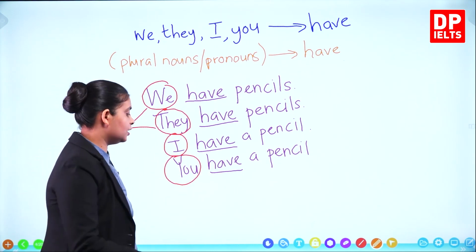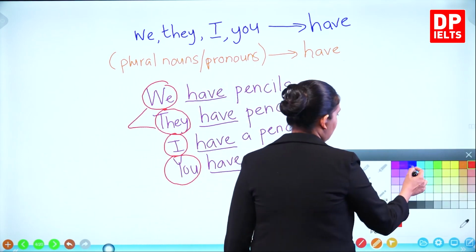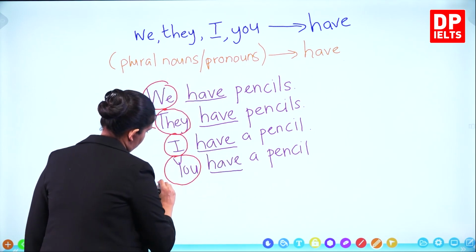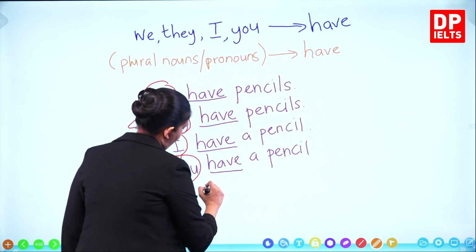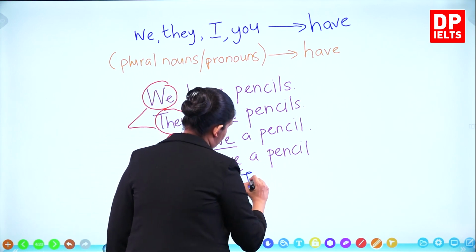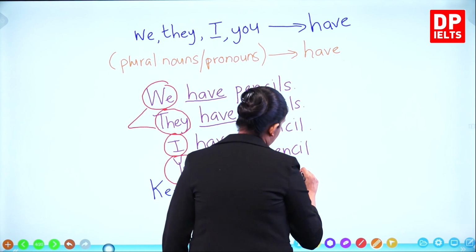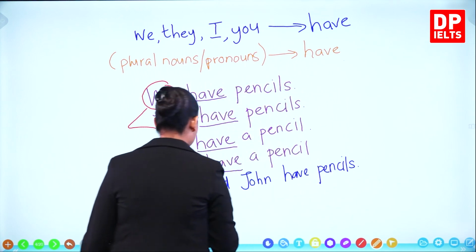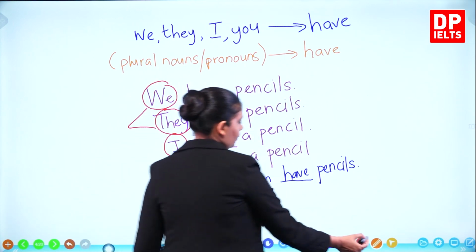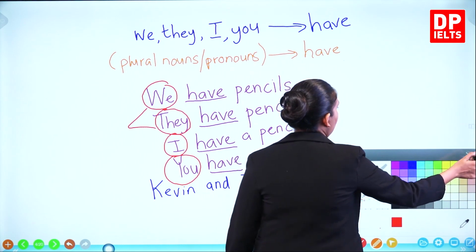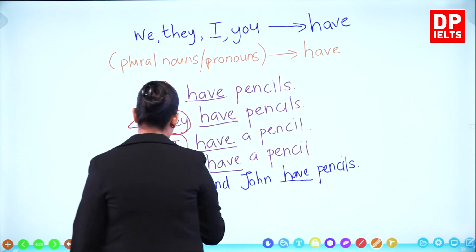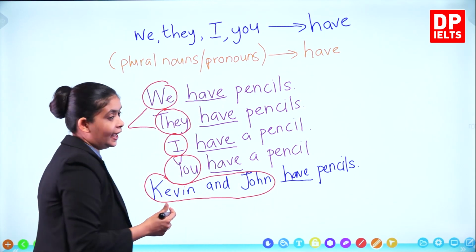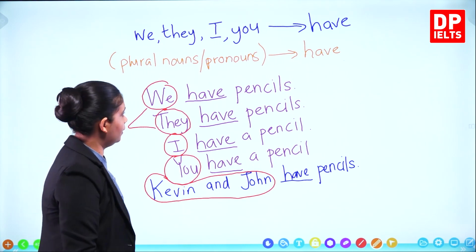You could even use it with the nouns. Example, let's take Kevin and John have pencils. So again, have, right? Because who has got the pencils? Kevin and John. And that is plural, right?